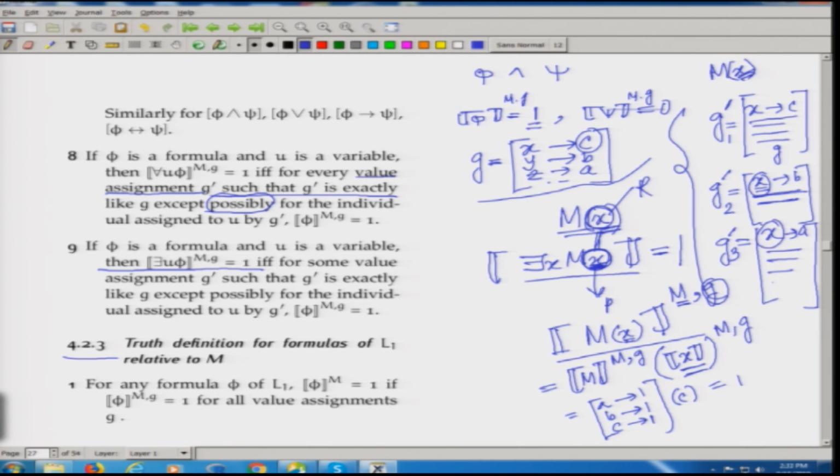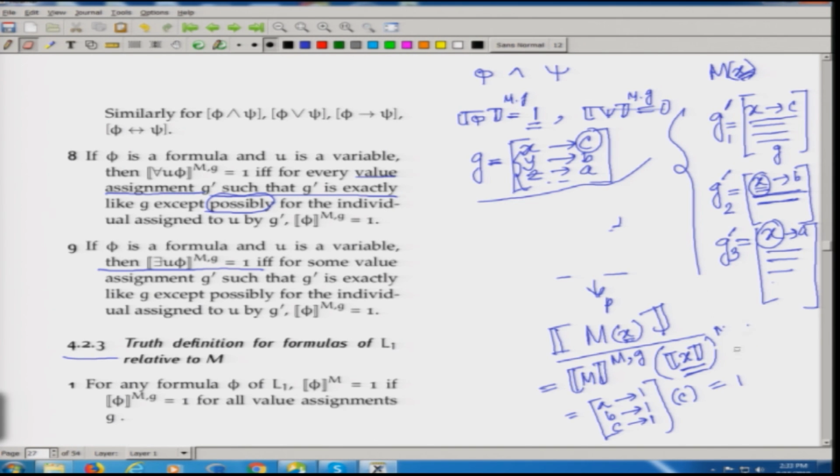In the third one, we see that it becomes a, because there are 3 individuals. We have 3 different g primes, because what else will it vary? Remember, we are not varying other variables, we are varying just x, because that is the active variable. This is very important to remember. Now, in light of this, we shall try to compute the truth value of one sentence.